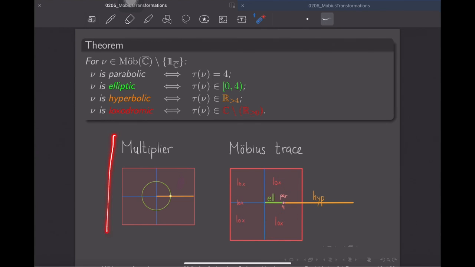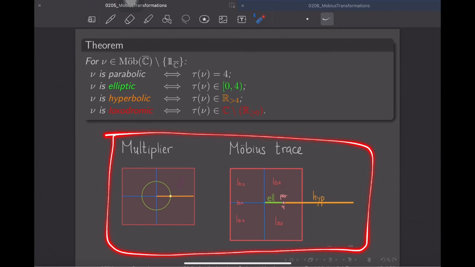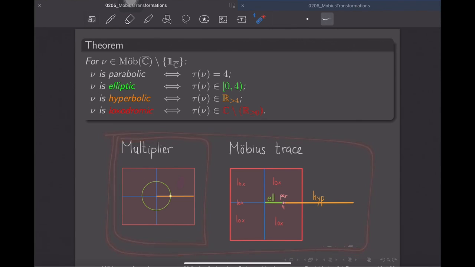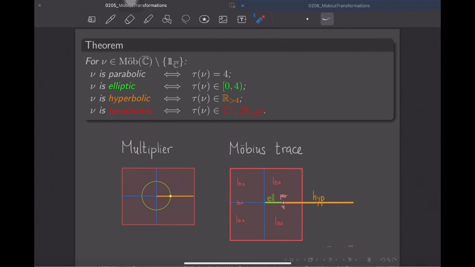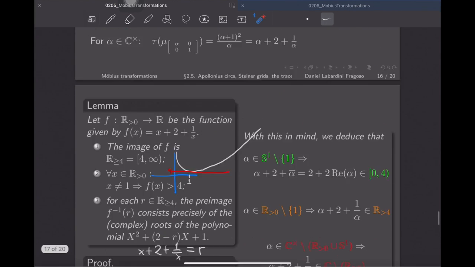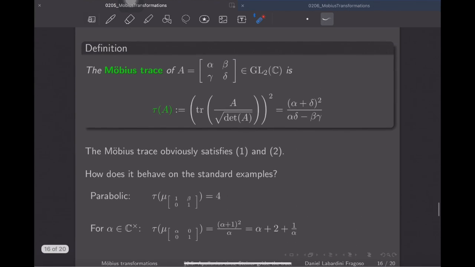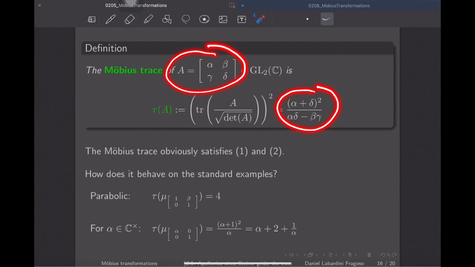And then here's the picture that one has to have in mind for those Möbius transformations with exactly two fixed points: the relation between where its multiplier is located and where the value of its Möbius trace is located. And one of the points is that it really is a very simple formula. If I give you any matrix, this computation can be performed immediately, right away.